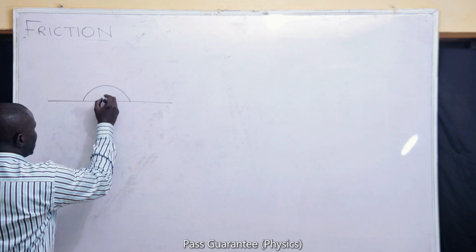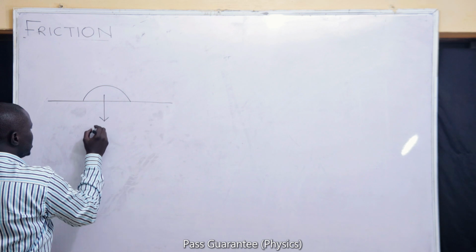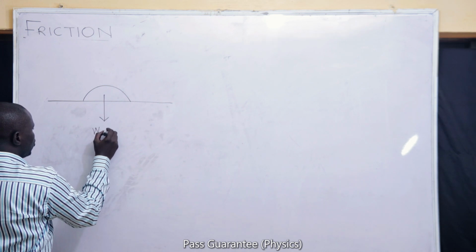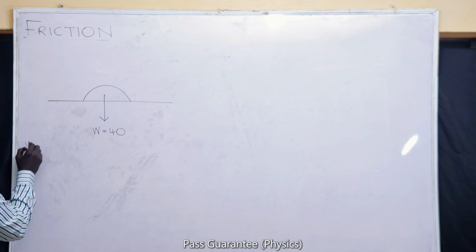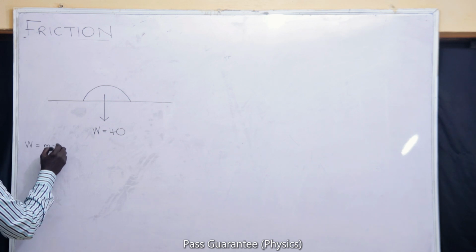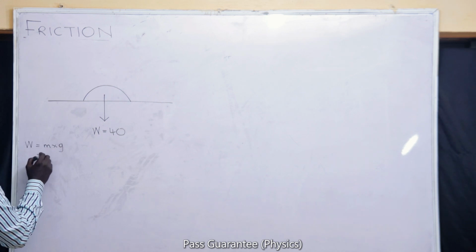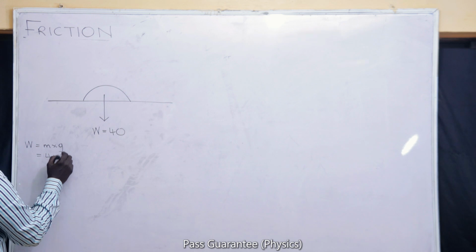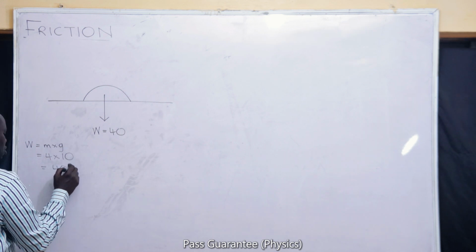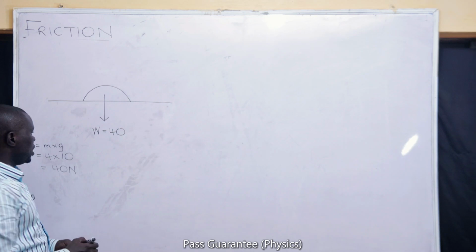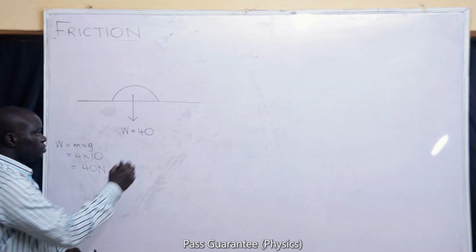If the mass of the object is 4 kg, that means its weight is expected to be 40. How did I get the weight? Know that the weight is equal to the mass times acceleration due to gravity. The mass is 4, and the acceleration due to gravity will be 10. So that will be 40 Newton. So the weight is 40 Newton.